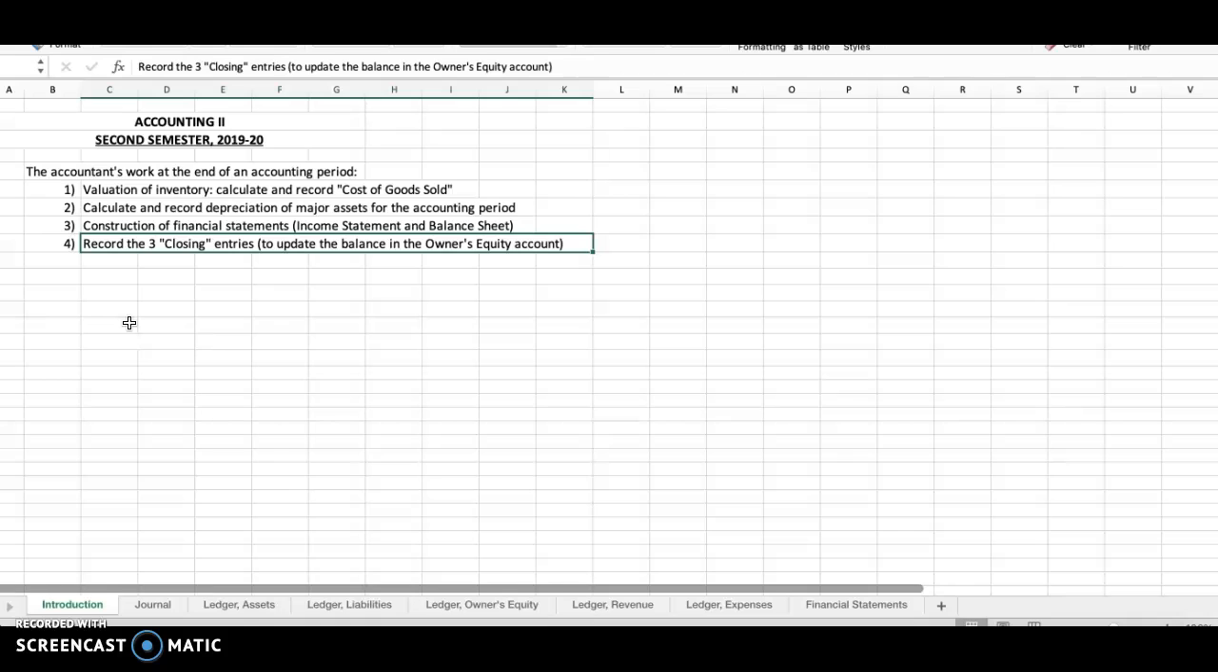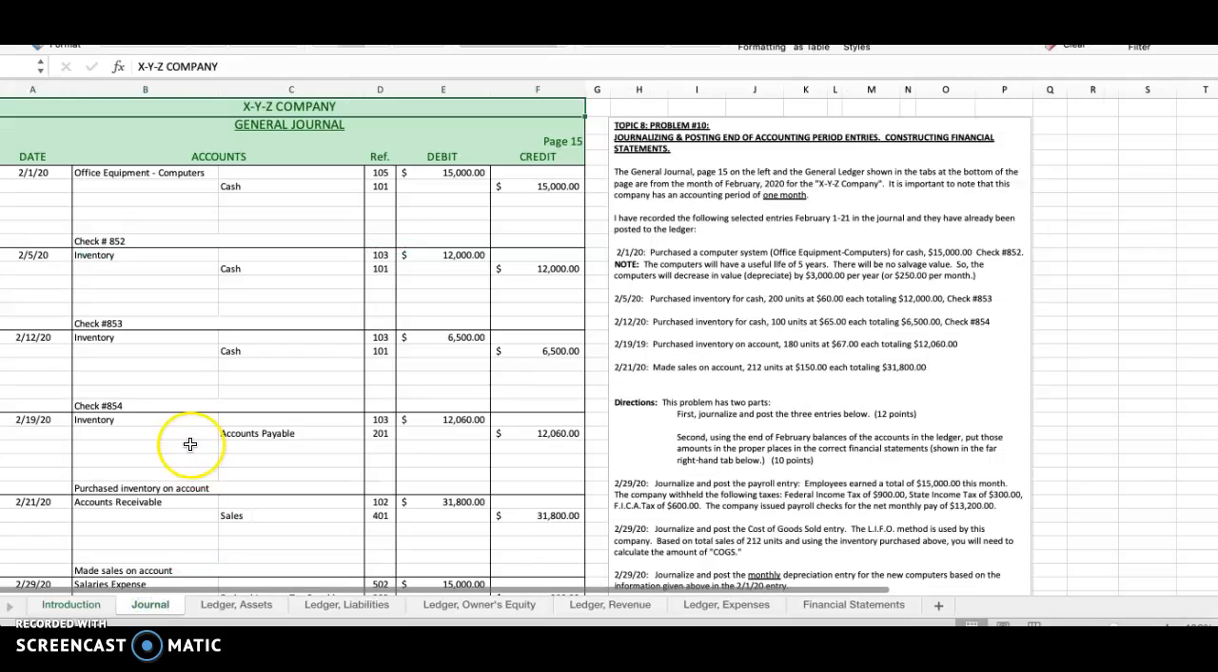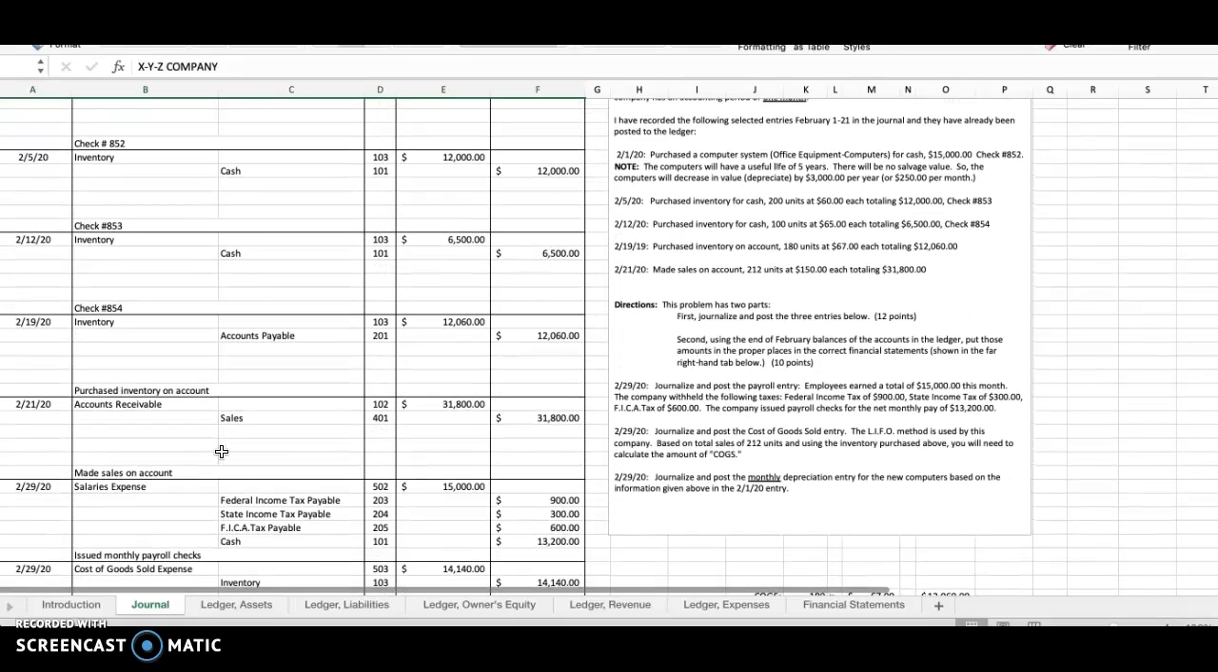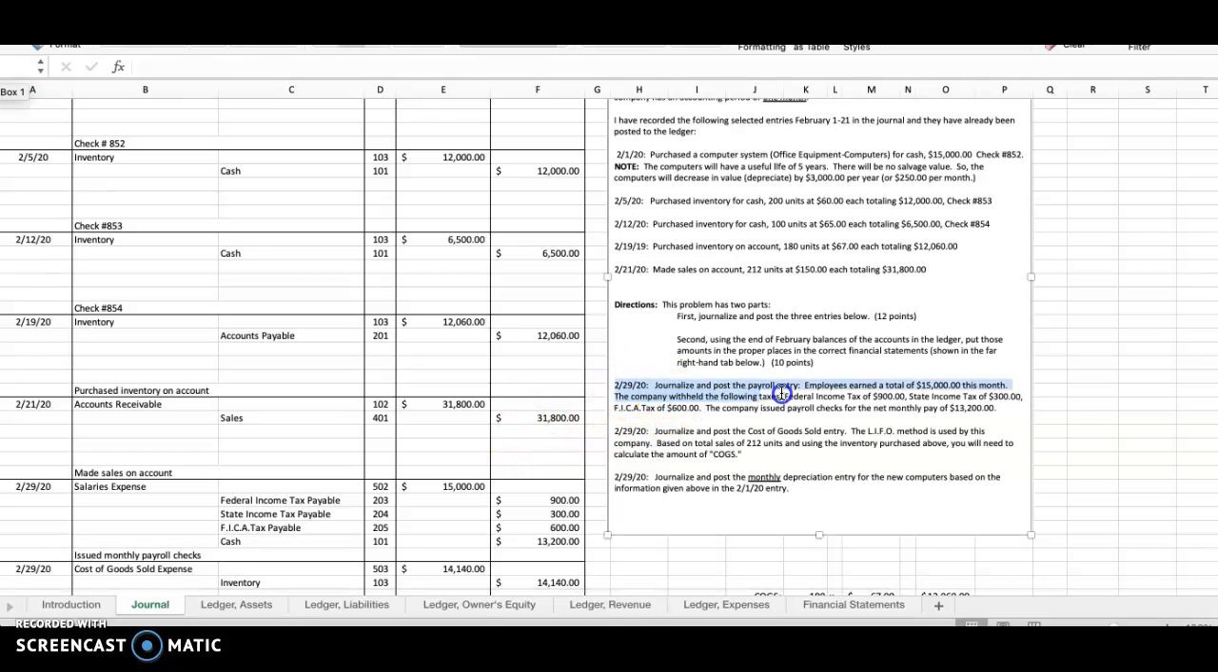So let's look at a problem that you had recently, and we begin with our journal. We have the XYZ company. If you remember, you did this just recently. I gave you a number of entries that were journalized and then posted to the ledger. Then you had to add some as well. At the bottom, you had to, first of all, journalize and post the payroll entry. If you remember, that's this entry, and that goes all the way back to topic 6 in the first semester. Hopefully you remembered how that works.